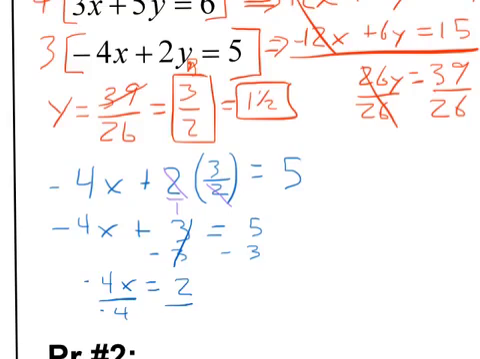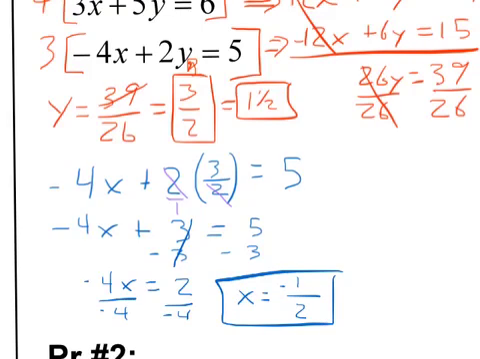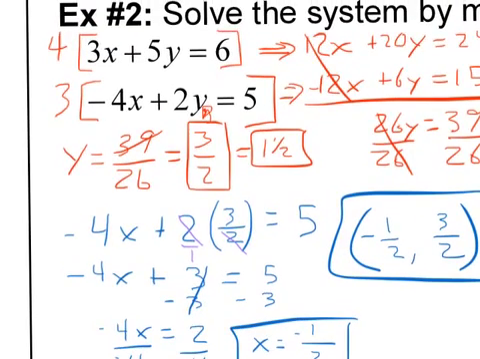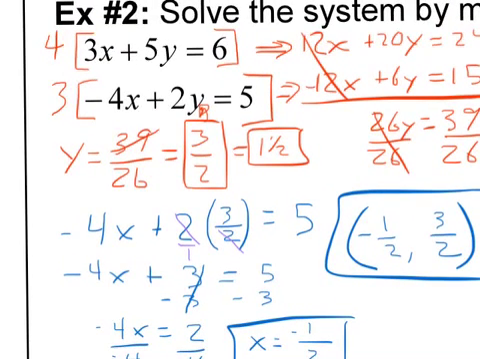Divide by negative 4, divide by negative 4. And we get x equals 2 over 4, or negative 2 over 4, which is the same thing as negative 1/2. And so your answer here would be negative 1/2, comma, 3 halves. Boom. Okay. So remember, the trick here was finding that number that we would multiply both by to get them to cancel out just perfectly.